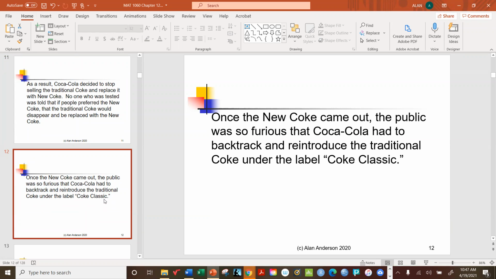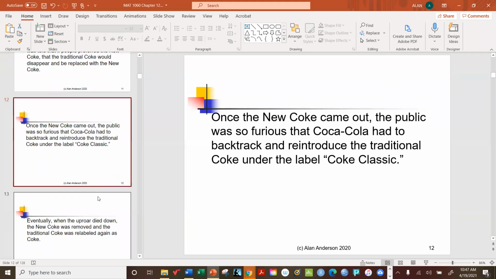And so eventually what Coca-Cola had to do, because their sales started plummeting, what they did was, in a way, try to cover their behinds. And what they did was they reintroduced the original Coca-Cola with a new label called Coke Classic, so that they were then selling both products at the same time. But the bad publicity was so bad that they lost a lot of money. And a lot of people were fired, as you can imagine.